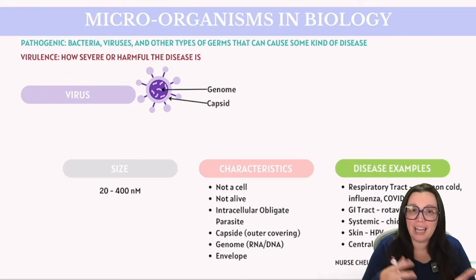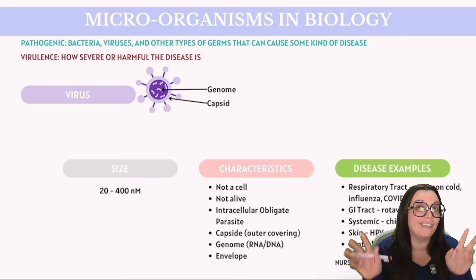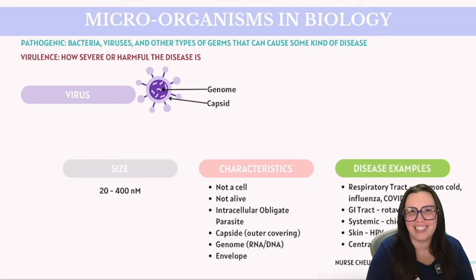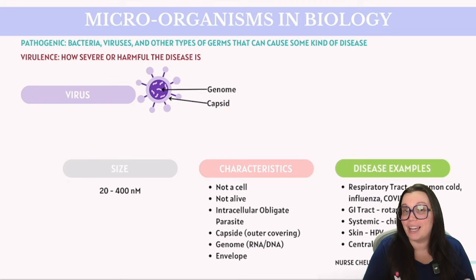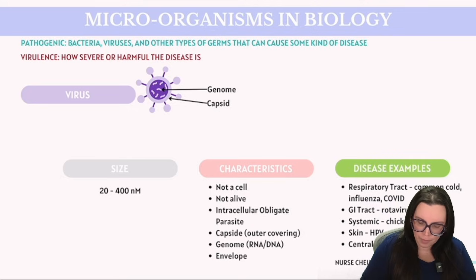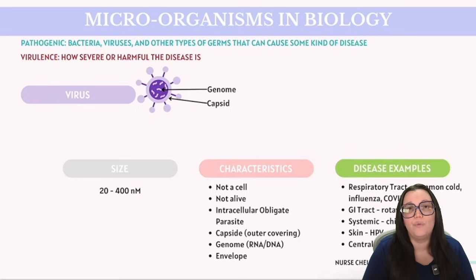So in summary, pathogenic means capable of causing disease, while virulent refers to the potential severity or nastiness of a pathogen. So let's start off with our favorites, viruses, familiar to many and very significant in the study of microbiology. Viruses are tiny entities ranging from anywhere between 20 to 400 nanometers in size.